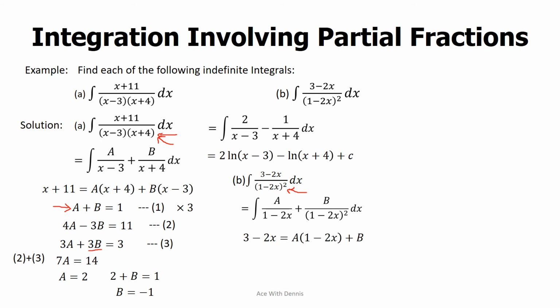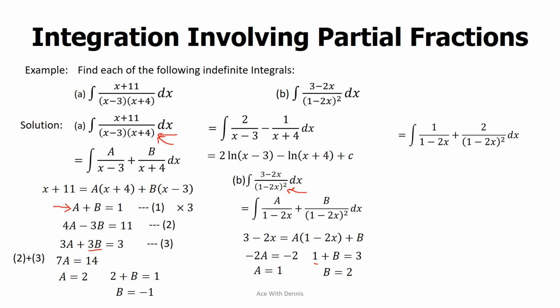So, we can write it as 3 minus 2x equals a times (1 minus 2x) plus b. From here, we compare the coefficient of x, which gives us negative 2a equals negative 2. Hence, a is 1. Now we compare the constants. a plus b equals 3, where a is 1. Therefore, 1 plus b equals 3, and b equals 2.